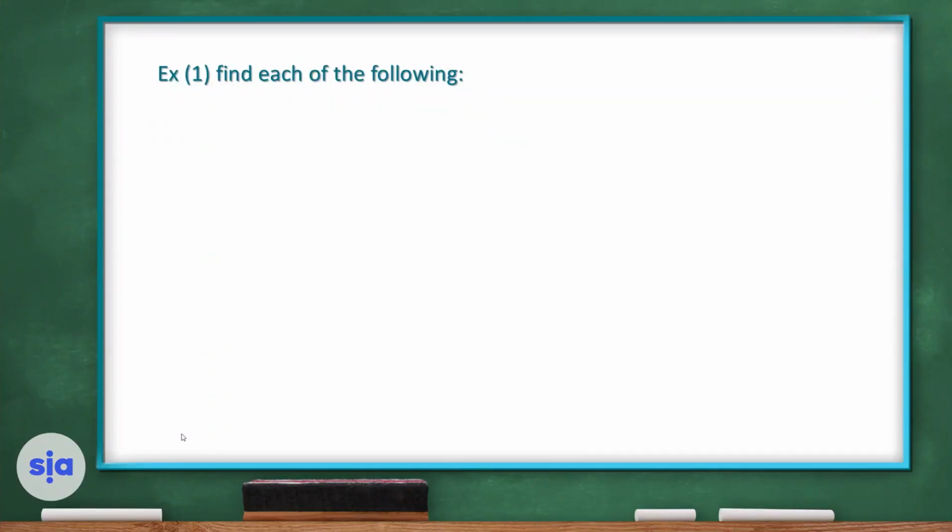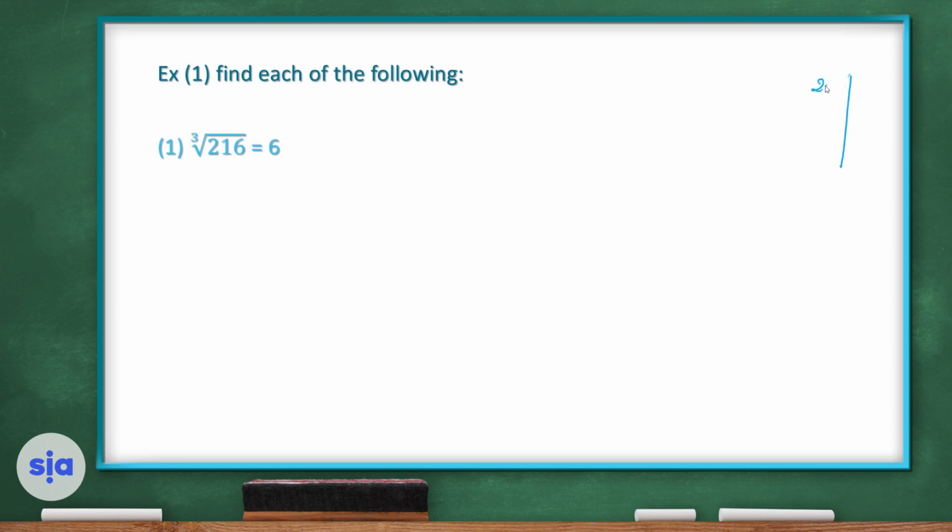Let's now go and see another question. Find each of the following. How can we find the cubic root of 216? So to do this one, we can do it by prime factorization. How can we do it? Let's see together how to do it.